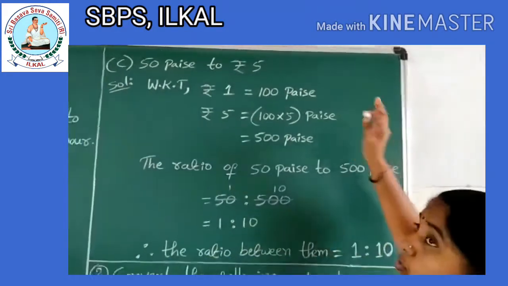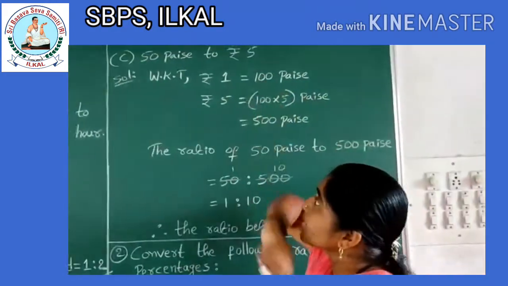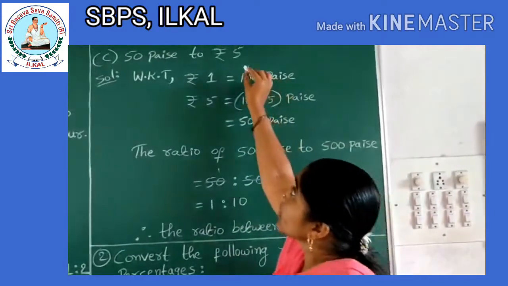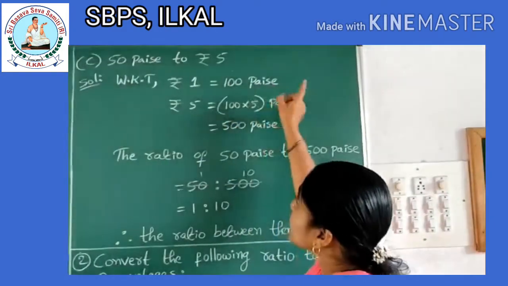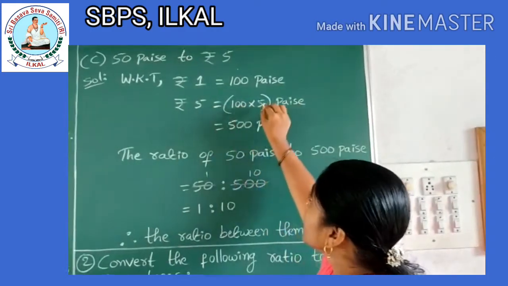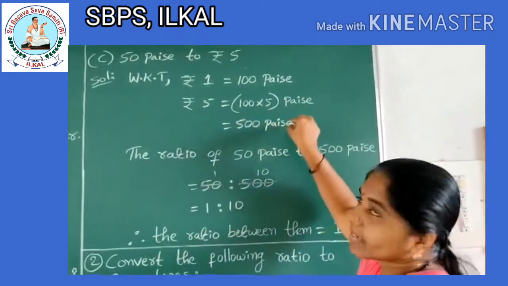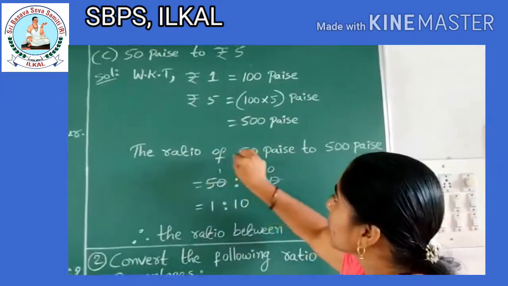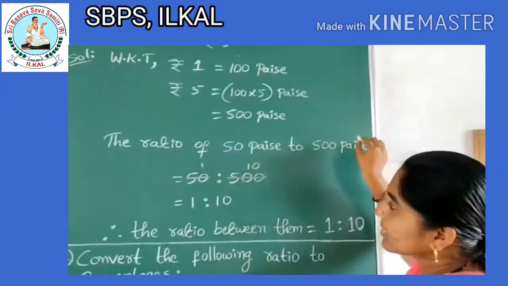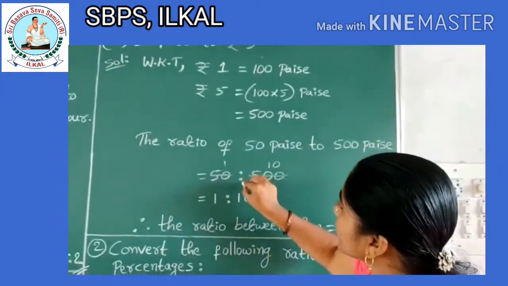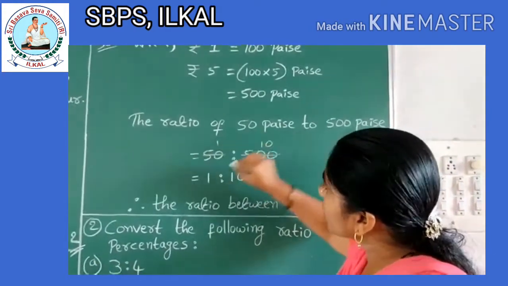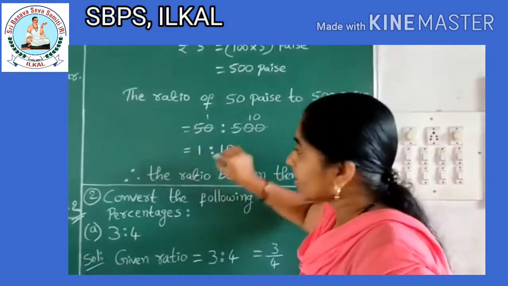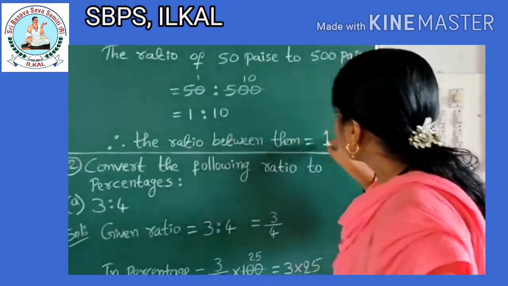50 paise to 5 rupees. Here again units are different. We have to convert the bigger unit into smaller unit. We know that 1 rupee means 100 paise. Then 5 rupees means 100 into 5, which is equal to 500 paise. The ratio of 50 paise to 500 paise is equal to 50:500. Here 50 ones are 50, 50 tens are 500. Then 1:10 we will get. The ratio between them is 1:10.